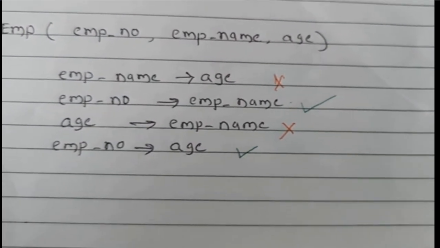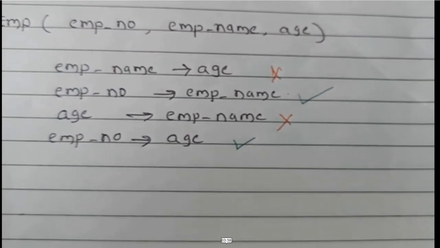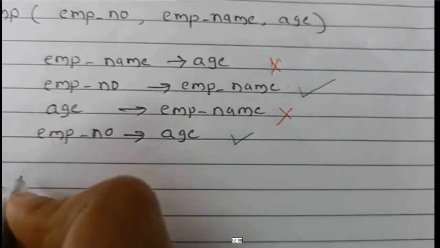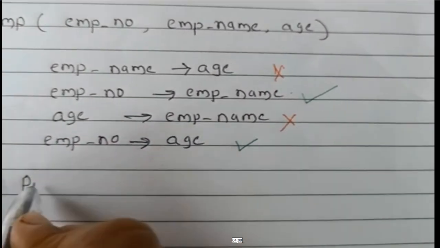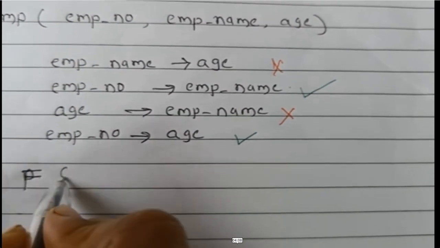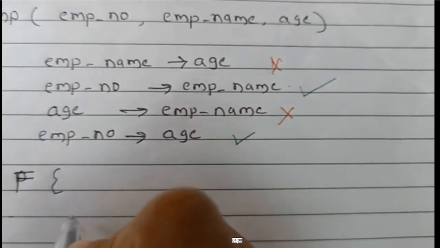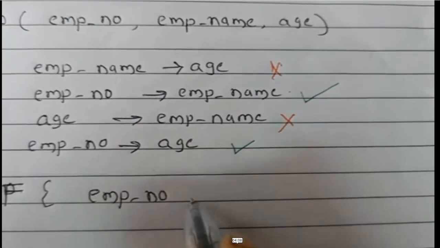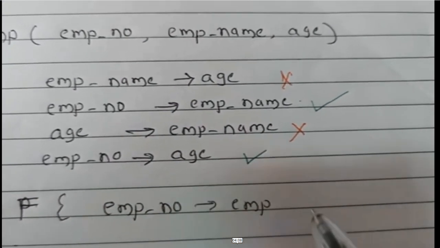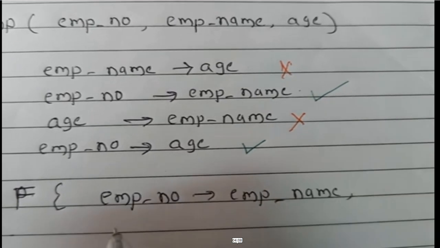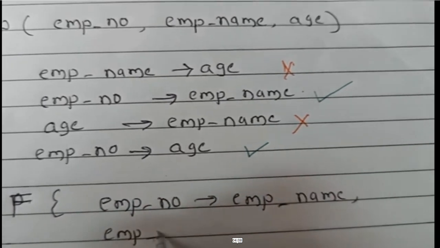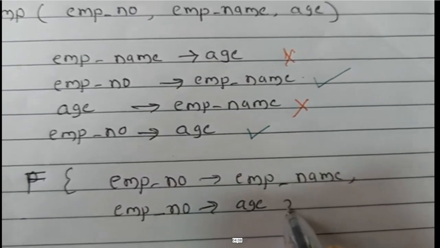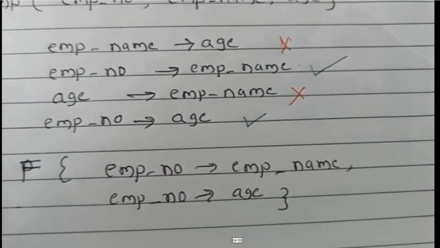So for the given relation R, the valid set of functional dependencies would be represented by the set F, and this F would contain the functional dependencies which are valid. So employee number determining the employee name and employee number determining the age. This is the valid set of functional dependencies.